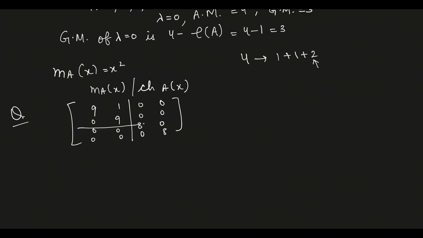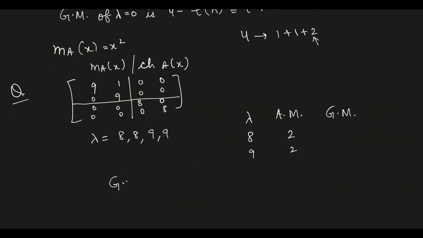I can write it as a block matrix. So eigenvalues are 8, 9, 9, 8, 8. GM of lambda equal to 8 is 4 minus rank of A minus 8. Similarly, GM of lambda equal to 9 will also be 1.